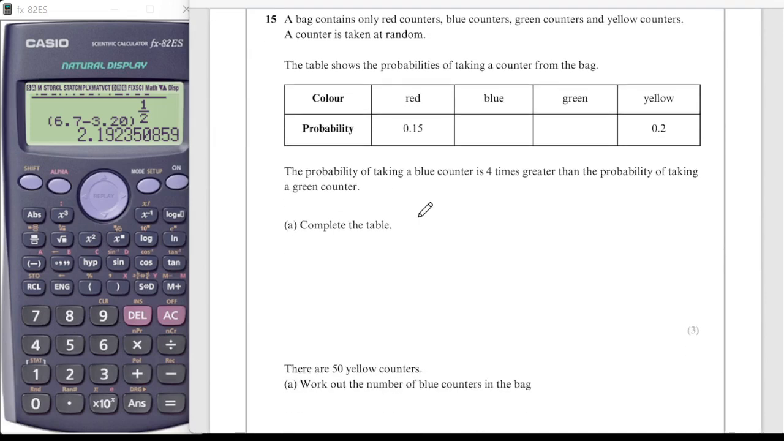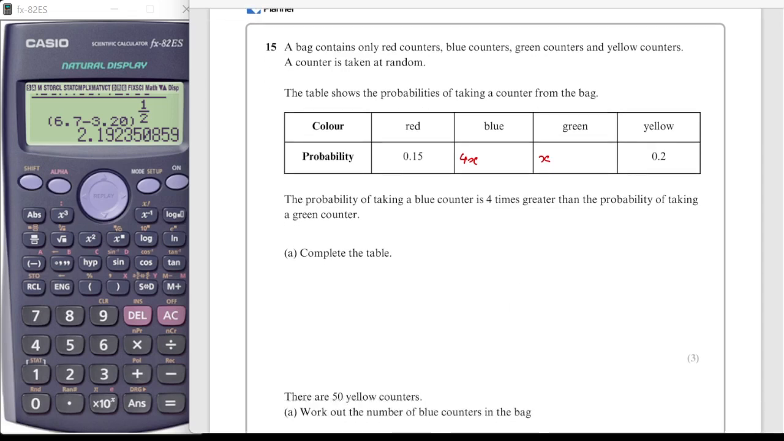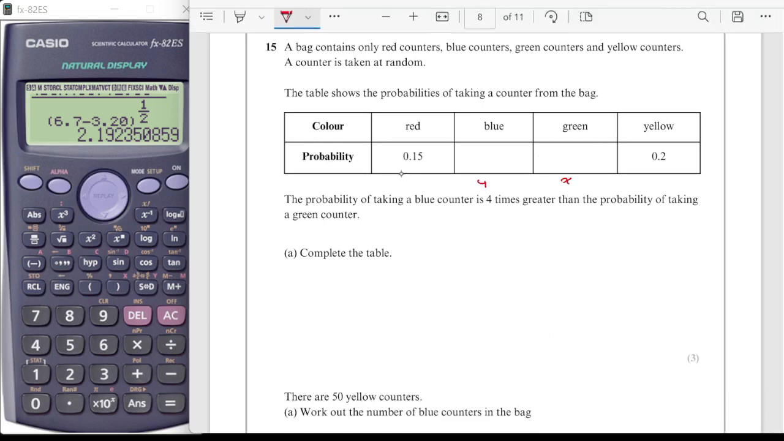Question 15. A bag contains only red counters, blue counters, green and yellow counters. A counter is taken at random. The table shows the probability of taking a counter from the bag. So we've got two of the probabilities missing. The probability of taking a blue counter is 4 times greater than the probability of taking a green counter. So if I call the probability of green x for now, then that one's going to be 4x. Complete the table. So I probably shouldn't have put that there and there. That's x and 4x there.